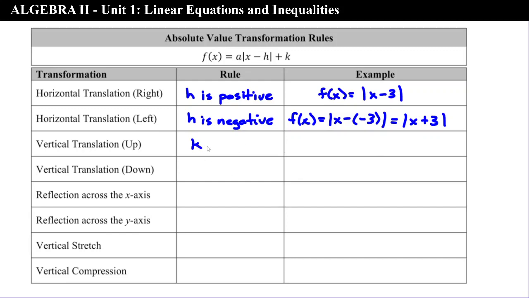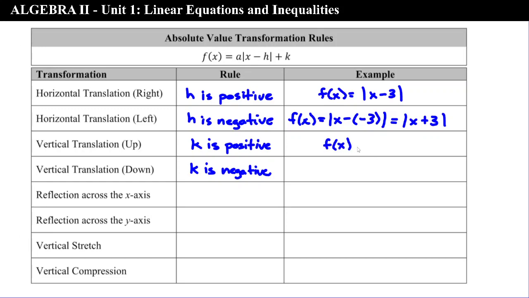A vertical translation up, k is positive. You would think that if we're moving up, we're going positive. And if you're translating down vertically, k is negative, which again makes sense, right? And because the operation on this is positive, then it's going to look like what it should. It's going to be intuitive.